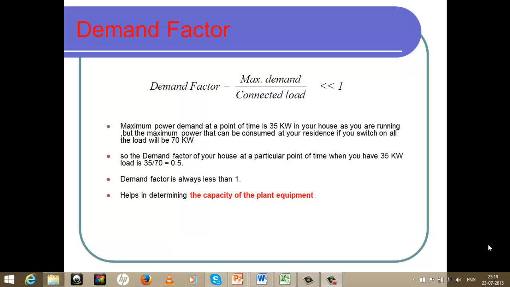The demand factor equal to 50%. So like that, there is a difference between maximum demand to connected load. From this, we can easily observe how much amount of capacity we have to fix on a particular generating station, or if it is a substation, how much power we have to bring from that nearby big substation.